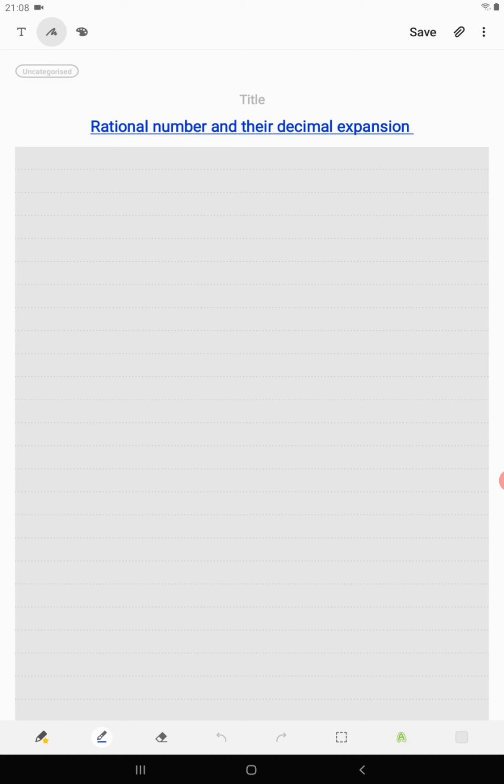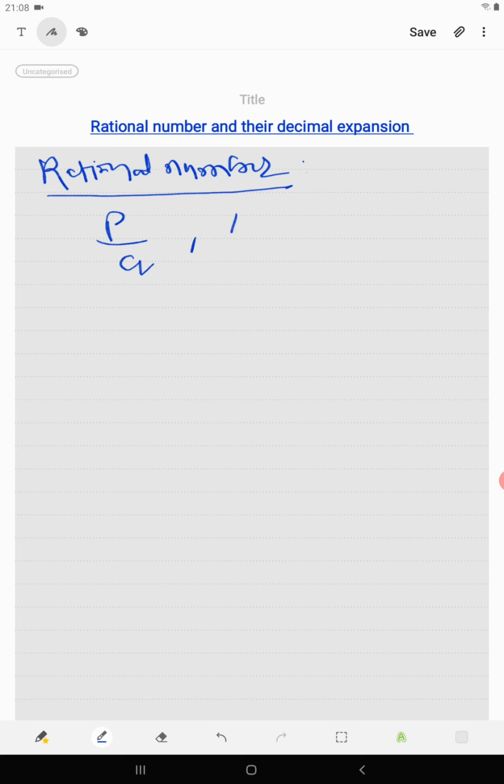So before moving further, as I have explained in the number system as well as in the previous exercise, about rational numbers. So what is a rational number? A rational number is a number which can be represented as a ratio p by q, where p is an integer, q is an integer and q not equals to 0. We know these things from our previous videos.